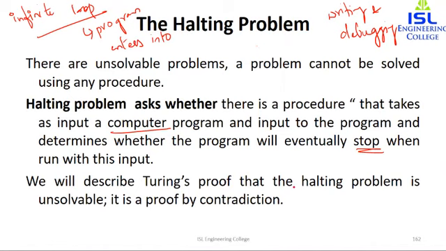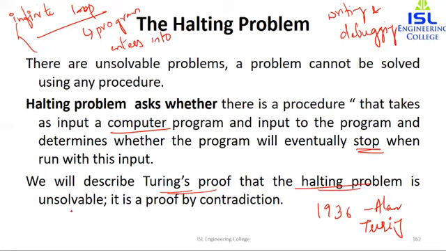In 1936, a mathematician by the name of Alan Turing showed that no such method exists. We cannot find whether a program enters into an infinite loop or not. So this is known as Turing's proof that the halting problem is unsolvable.